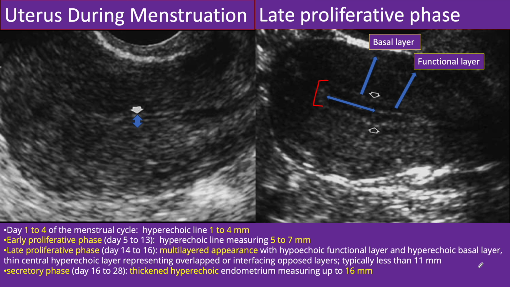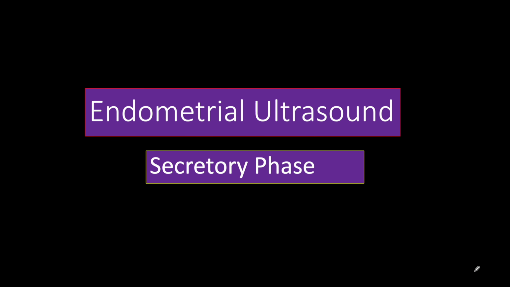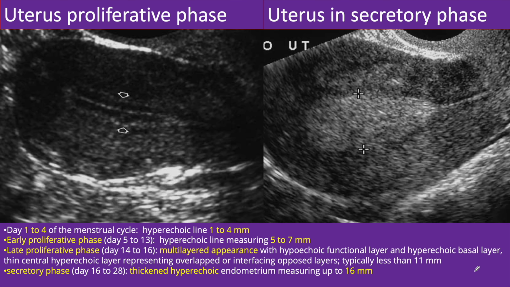By this phase, the endometrium can grow up to 11 millimeters in thickness. Section 4. Secretory phase. Take a look at this next image. Here the endometrium appears uniformly echogenic. The trilaminar pattern is no longer visible.